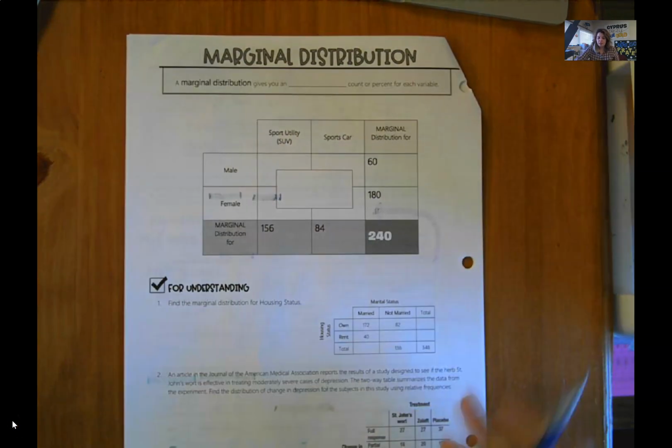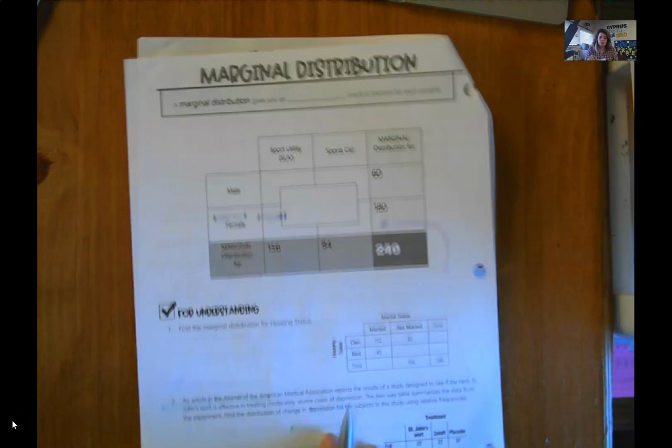Okay, family, next up is marginal distribution. So we're still in the two-way tables lesson.